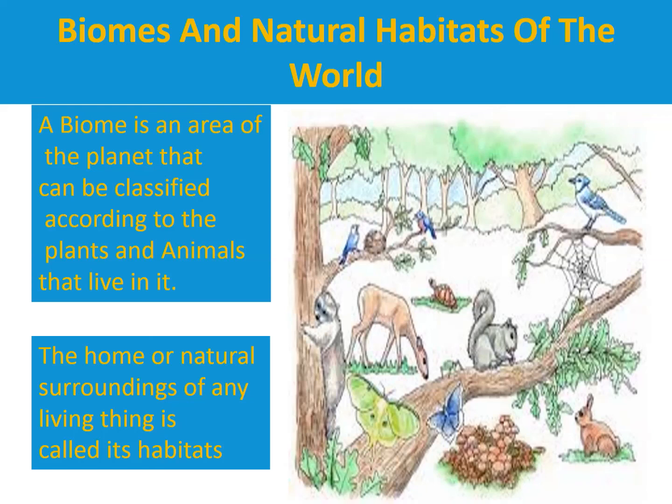So let's see the biomes and the natural habitats of the world. A biome is an area of the planet that can be classified according to the plants and animals that live in it. So this lesson is about the biomes and the natural habitats. So here is a small definition of biomes and the natural habitats. The home or natural surroundings of any living thing is called its habitat.